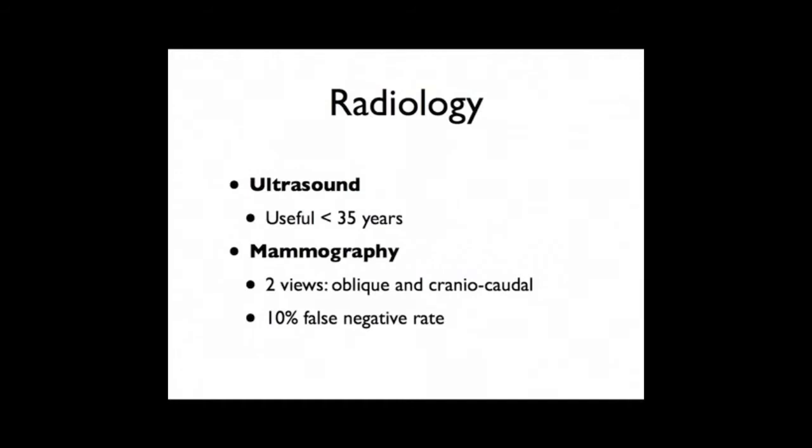Okay, in terms of the second phase of our triple assessment, there are two modalities that are of use, ultrasound and mammography. Ultrasound tends to be used as the radiological investigation of choice of a breast lump in those under 35 years of age. And this is really because the breasts of younger people are more dense and therefore not suitable for mammography. In older patients and in breast screening, particularly, mammography is used, typically two views, the oblique and the craniocaudal, but it's important to remember that this has a 10% false negative rate.